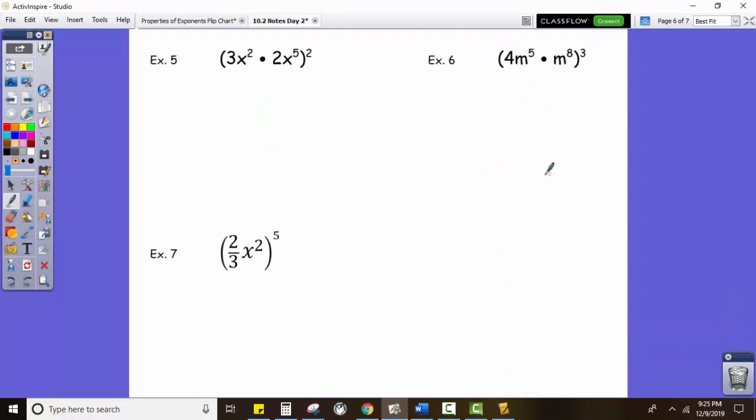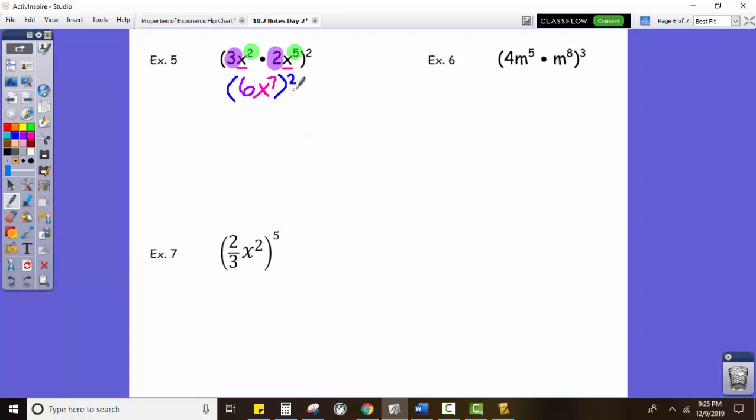Okay, for example 5, first you need to notice inside the parentheses we have some cleaning up to do here. We have to multiply 3x squared times 2x to the fifth. So remember, I multiply my coefficients together, so 3 times 2 is 6. And then when I multiply x to the second times x to the fifth, that's multiplying two powers. And remember, the shortcut, the rule, is to add the exponents. So x to the second times x to the fifth would be x to the seventh. And I'll keep that in parentheses and bring down the power of 2.